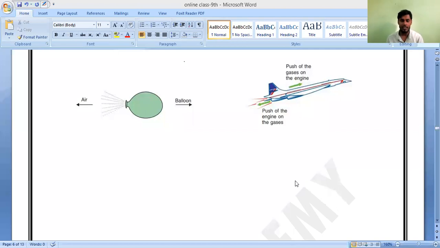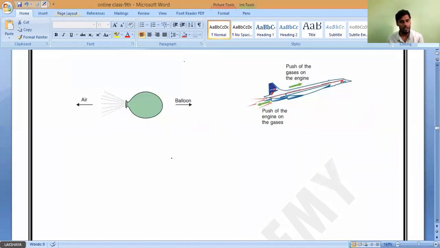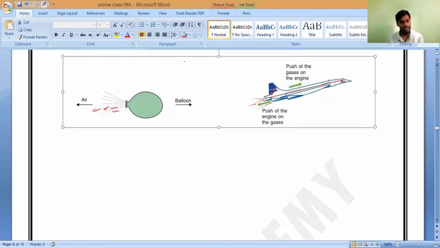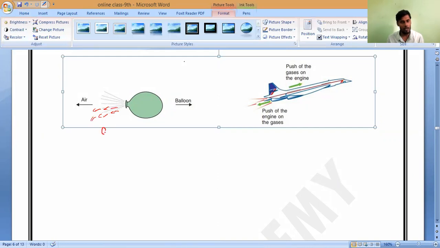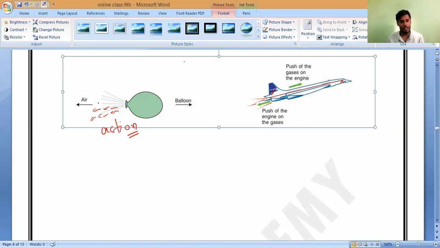Just imagine jet engines in place of the balloon. What is happening here? When I fill the air inside it and then leave it, the air comes out in the backward direction. Do you all understand? The air is coming in the backward direction, so this is what we call action. When the air is pushing in the backward direction, the air also exerts the same amount of force in the forward direction. That forward force is what we call reaction.